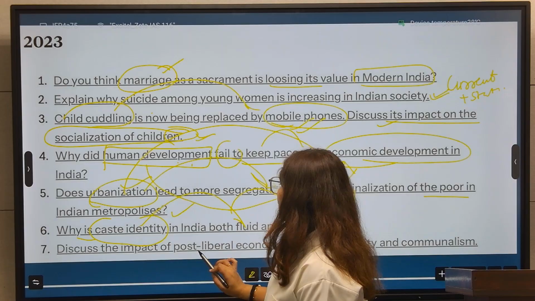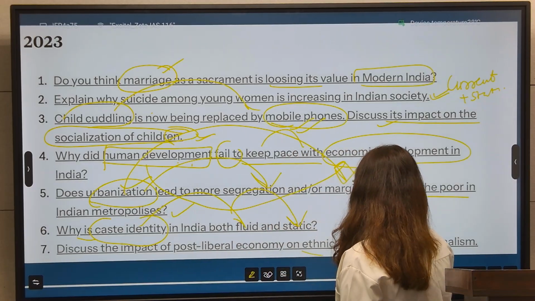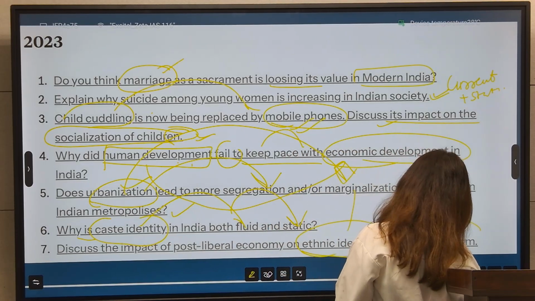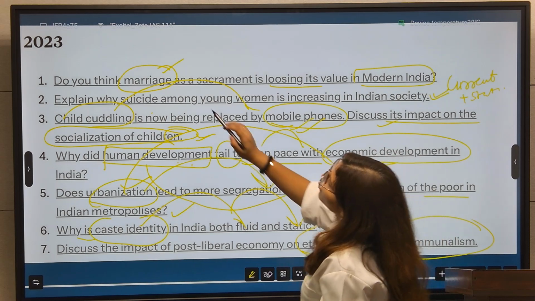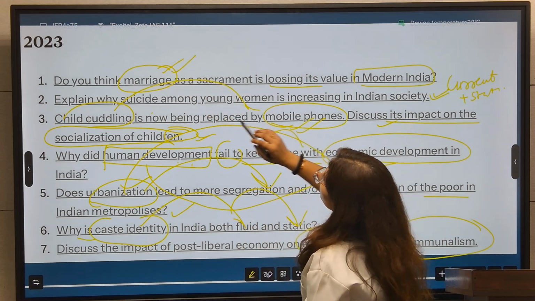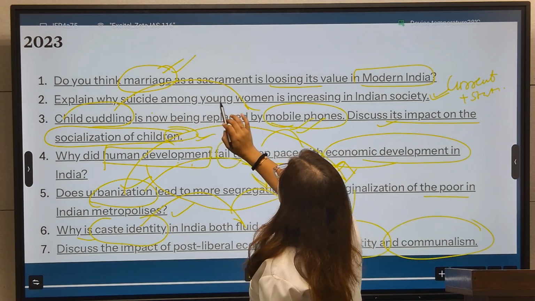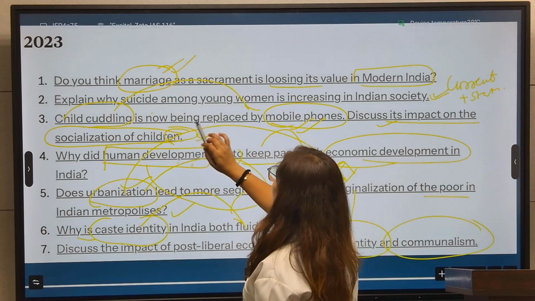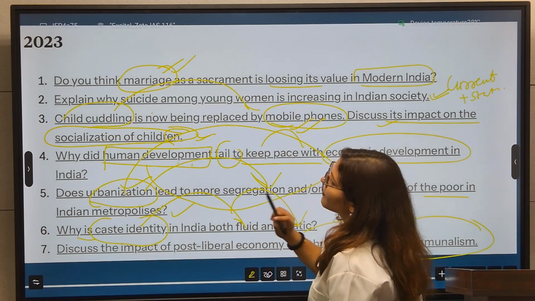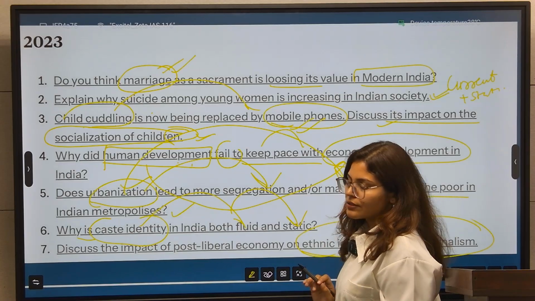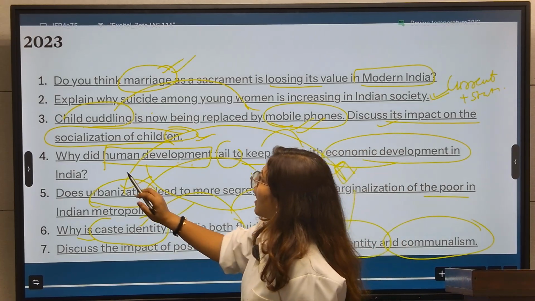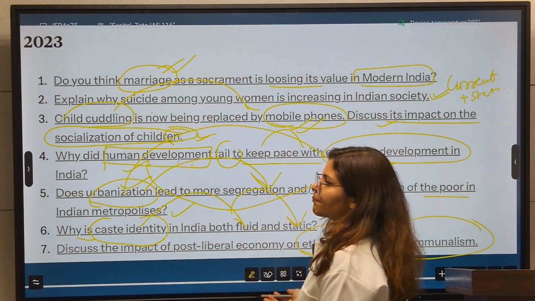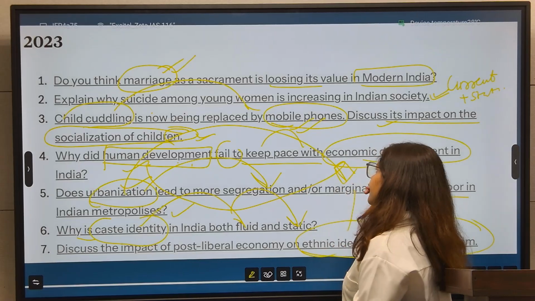Discuss the impact of post-liberal economy on ethnic identity and communalism. So, first question on marriage. Second was on suicide among young women. Third was on child cuddling being replaced by mobile phones and their impact on the socialization of children. How did human development fail to keep pace with the economic development?